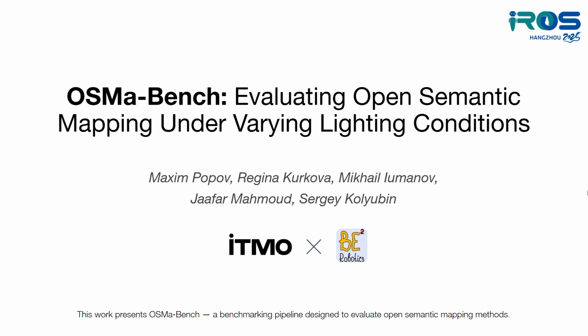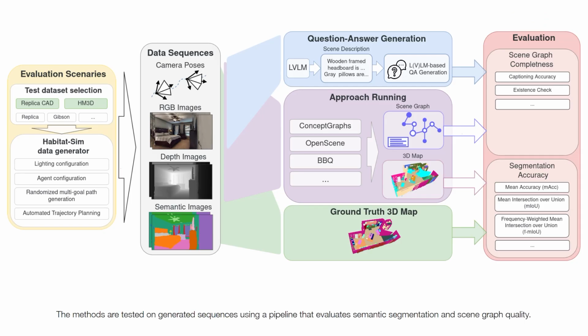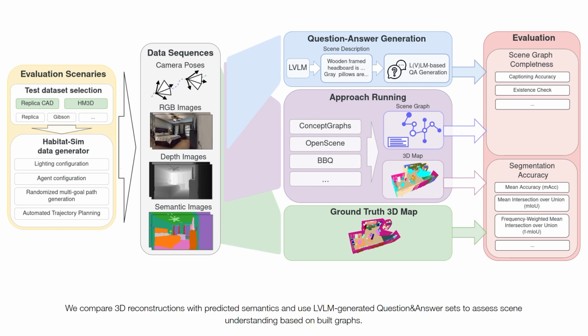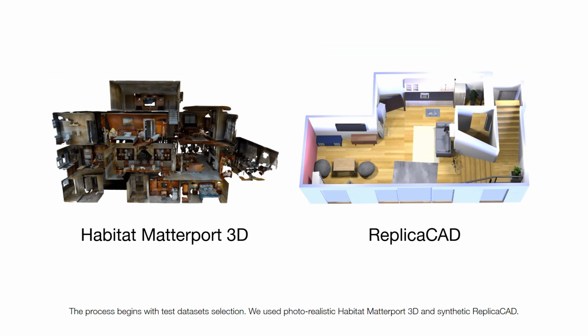This work presents OSMa-Bench, a benchmarking pipeline designed to evaluate open semantic mapping methods. The methods are tested on generated sequences using a pipeline that evaluates semantic segmentation and scene graph quality. We compare 3D reconstructions with predicted semantics and use LLM-generated question and answer sets to assess scene understanding based on built graphs. The process begins with test dataset selection.